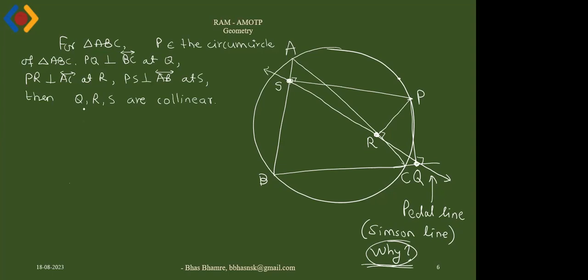So this line is termed as the Simpson line, not necessarily QRS. It can be QSR or whatever permutations we have. Okay, so how to prove? I think Raghav put the proof in a very simple manner: we consider the cyclic quadrilaterals and then we are done.